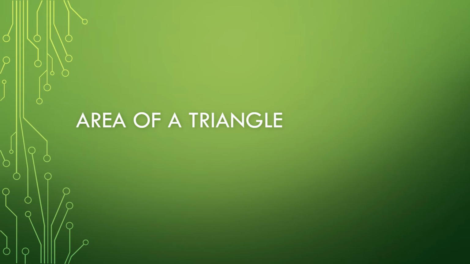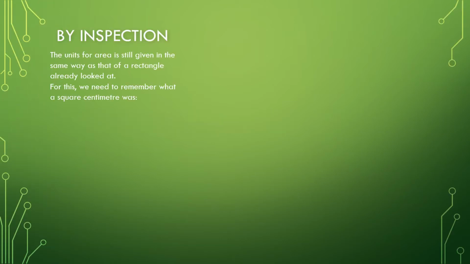So now we're looking at the area of a triangle, and there are a couple of ways to do that. The first one is by inspection, which in order to do, we need to first remind ourselves of what the units are for area. Well, the units are just the same, doesn't matter what shape we're looking at, so we need to remind ourselves what a square centimetre was, and that was just a little square, 1 centimetre by 1 centimetre.